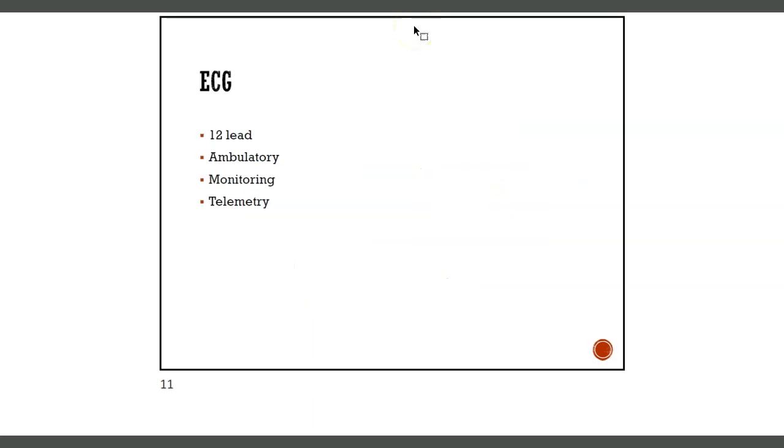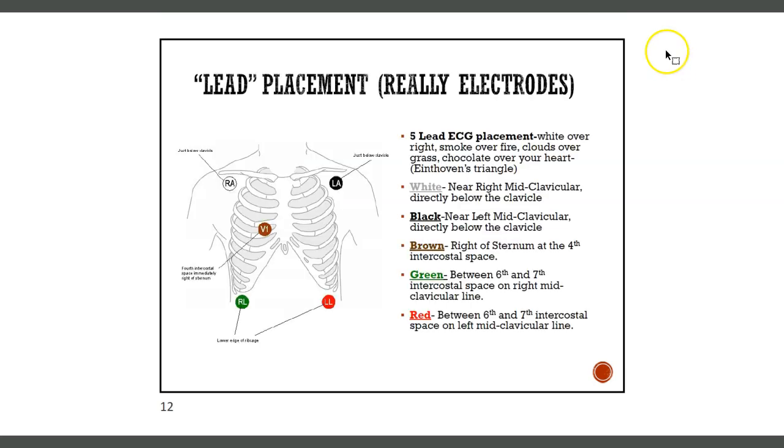For your EKG, they can be 12-lead, ambulatory, they're just for monitoring purposes, or they can be on telemetry. This is basically your 5-lead EKG. If you have a 5-lead EKG, you need to learn how to place them. So you need to know where to place each electrode. We call it lead, but it's really electrodes. The 5-lead EKG has white, black, brown, green, and red leads or electrodes.